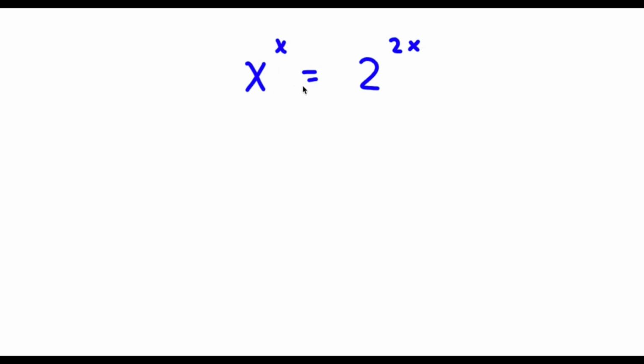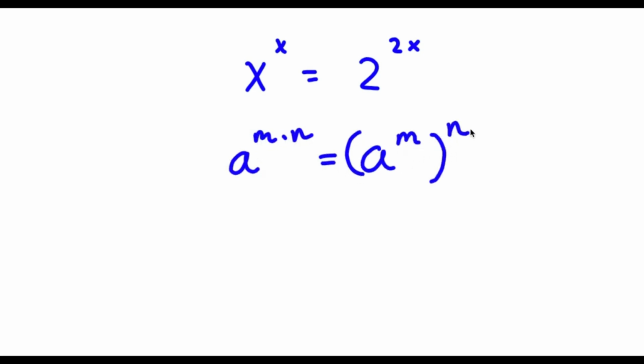Alright, so I have x to the power of x is equal to 2 to the power of 2x. So if I have something in the form a to the power of m times n, this is the same thing as a to the power of m to the power of n.